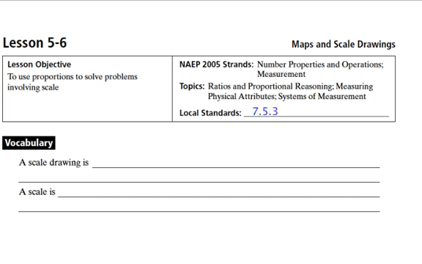Today's lesson is maps and scale drawings. We're going to use proportions to solve problems involving scale. The Indiana Academic Standard is 7.5.3.